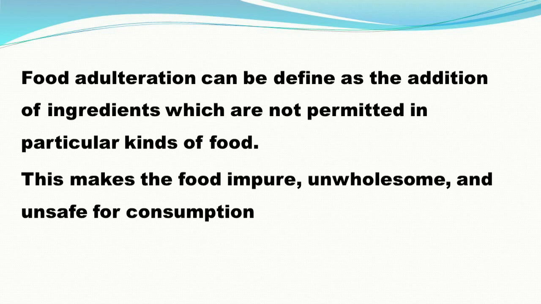Food adulteration can be defined as the addition of ingredients which are not permitted in a particular kind of food. This makes the food impure, unwholesome, and unsafe for consumption. I differentiated between food contamination and food adulteration. I use contamination to identify unintentional contamination of food, and food adulteration to bring out the attitudes of some people who intentionally contaminate food.